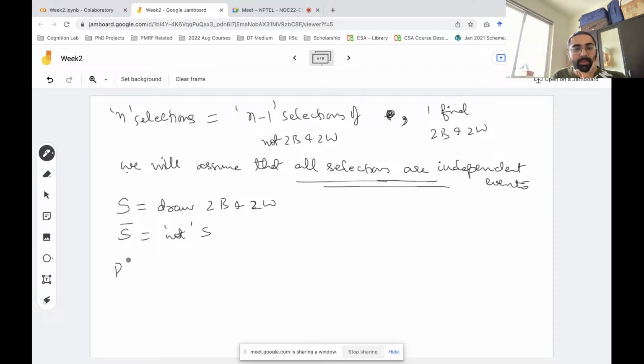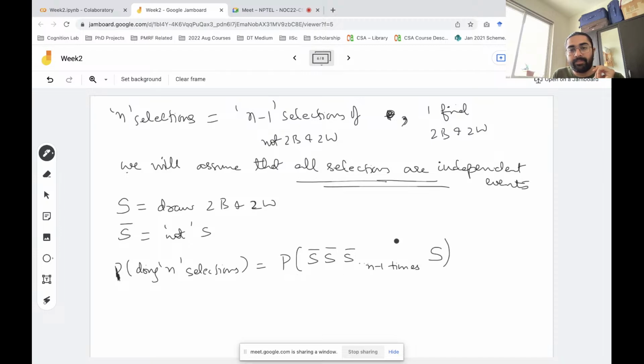So the probability of doing n selections can then be broken down into saying that I want to look at the events which are of this format: S bar, S bar, S bar, S bar, n minus 1 times, right? They should always come n minus 1 times, and should always be not S and then followed by a single S. Does this make sense? Yes. Right. So this is basically from the definition of how we have defined n selections, how we have understood the question, and how we have defined your events S and S bar.